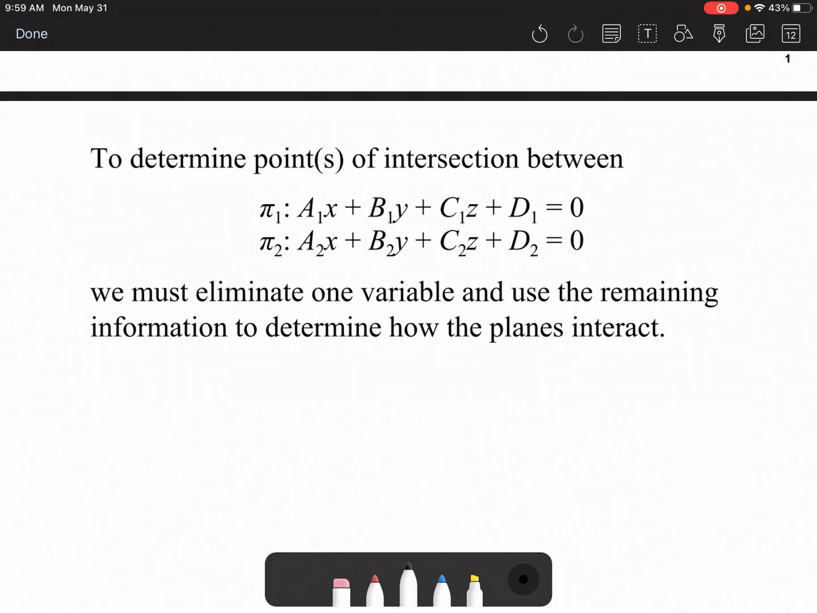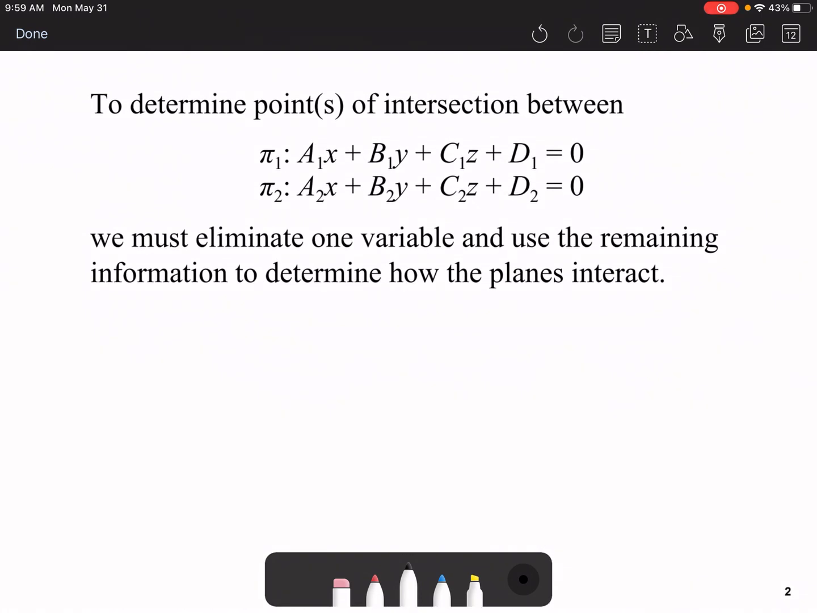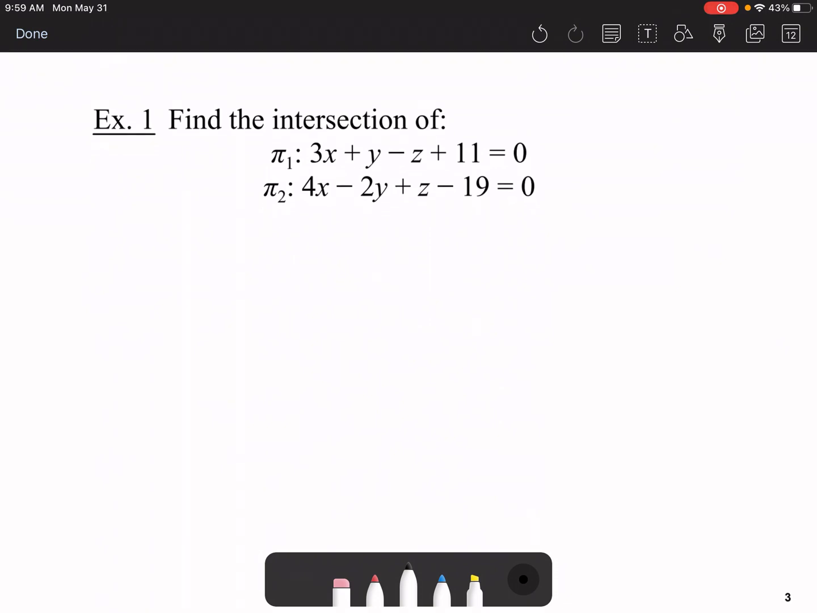To determine the points of intersection between 2 planes, you must eliminate one variable and use the remaining information to determine how the planes interact. So I suggest you use elimination. Let's suppose we have these 2 planes. Plane 1 being described as 3x plus y minus z plus 11 equals 0, and the second plane, 4x minus 2y plus z minus 19 equals 0.